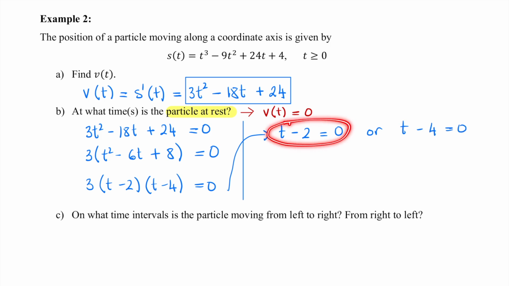From this equation, we add 2 to both sides to get t equals 2. And from this equation, we add 4 to both sides to get t equals 4. So the particle is at rest when t is 2 or t is 4.